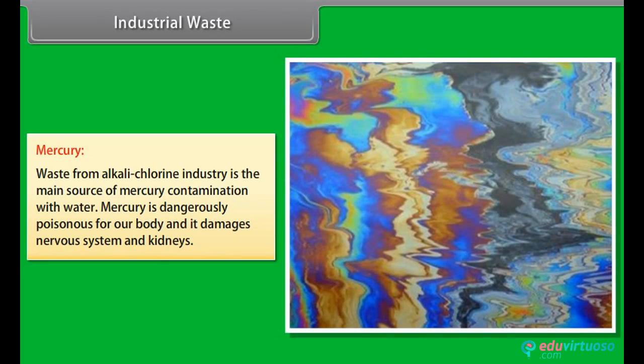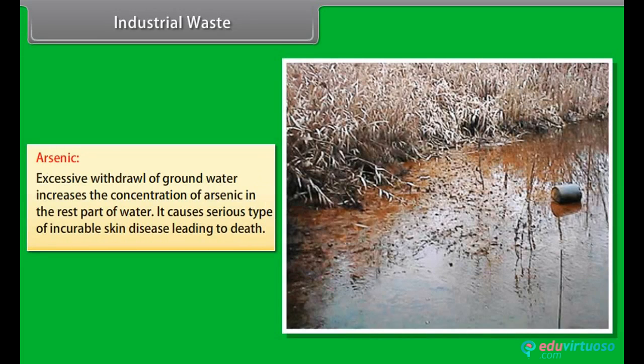Waste from alkali chlorine industry is the main source of mercury contamination in water. Mercury is dangerously poisonous for our body and it damages the nervous system and kidneys. Arsenic. Excessive withdrawal of groundwater increases the concentration of arsenic in the rest part of water. It causes a serious type of incurable skin disease leading to death.